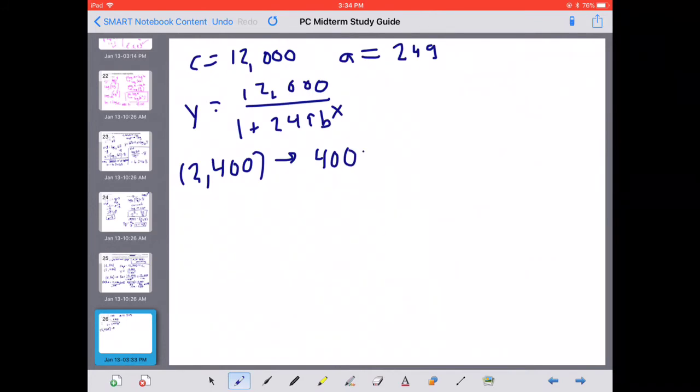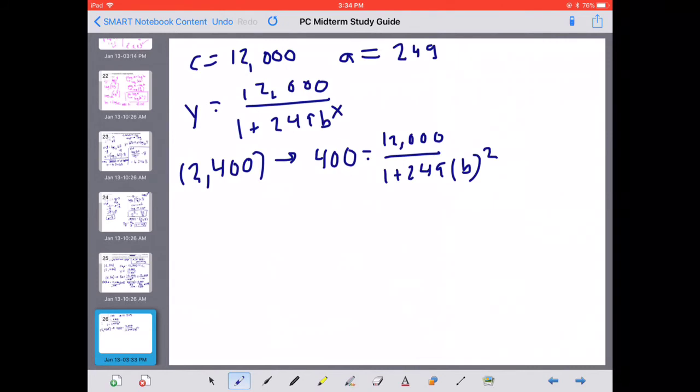So our y is 400. We get 12,000 on the top and 1 plus 249. And here we can do b to the power of 2. So now we have to find, just like the other side, we have to do that little bit of math to find what our value of b will be. Alright, so we need to move our denominator over to the other side. Alright, and we're going to multiply both sides by the denominator.